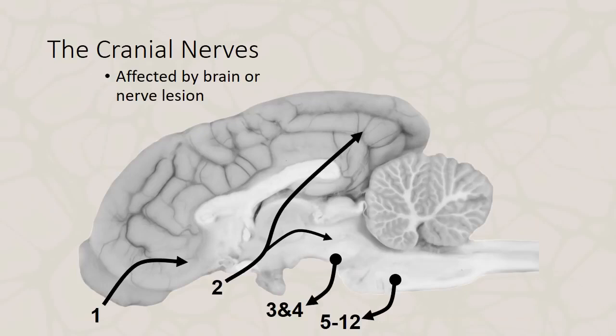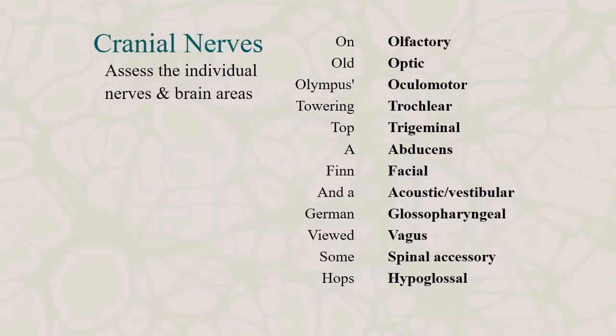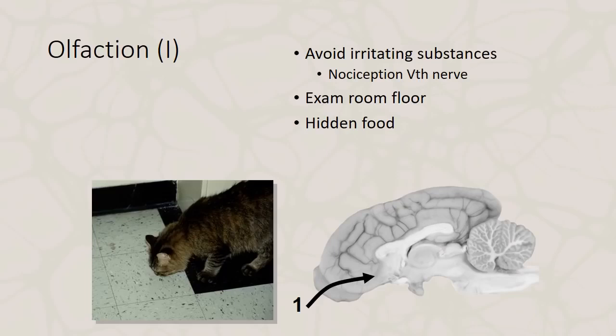For the next part, we'll talk about the cranial nerves. Just as a reminder, there are 12 pairs of cranial nerves, and I'm sure all of us have a mnemonic to remember them by. We will tackle the nerves in order by numbering, starting with the olfactory nerve.